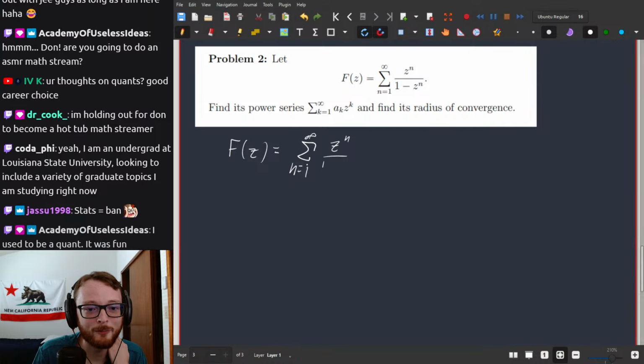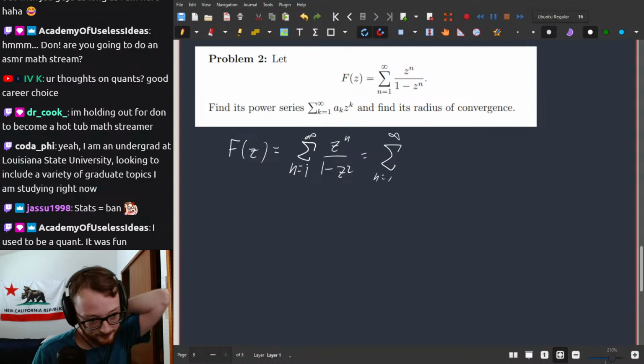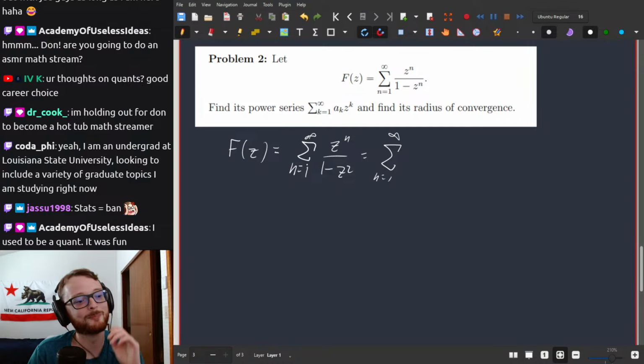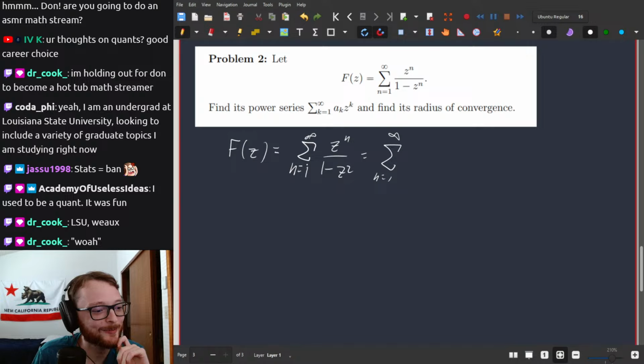A hot tub math streamer? Yeah. Undergrad at Louisiana State University? Hell yeah. Looking to include a variety of graduate topics I'm studying right now. That's awesome. Stats equals man, this be a quant? Nice.